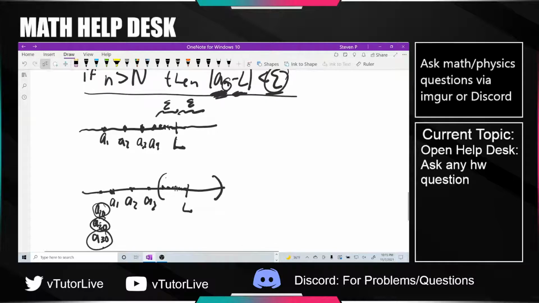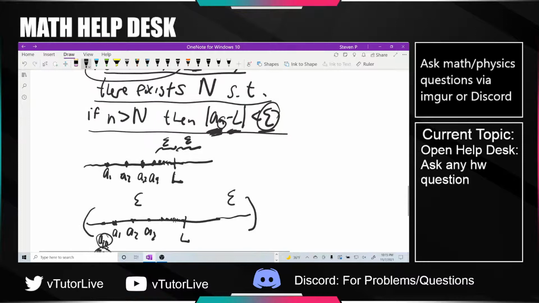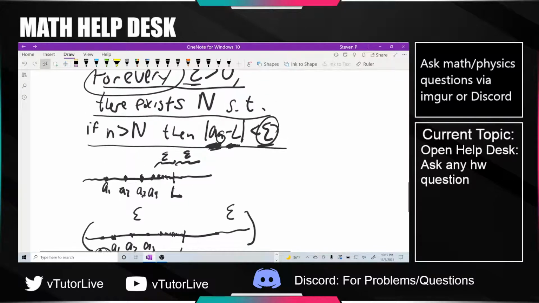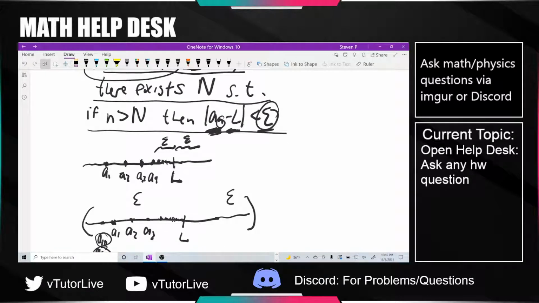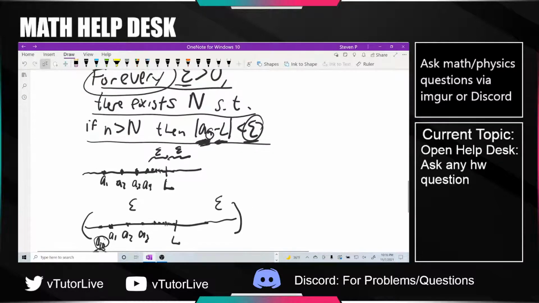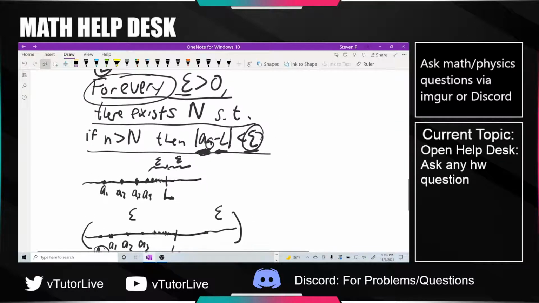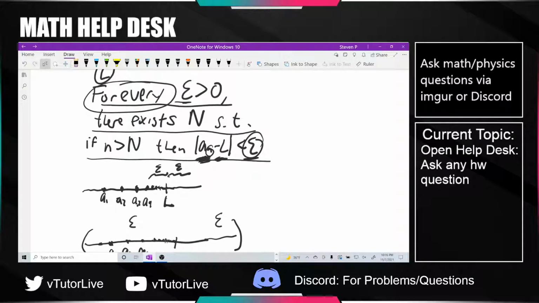But maybe this was just because we chose the wrong value of epsilon, right? What about a massive value of epsilon like this, so that every single one of these points is within this massive epsilon? Well, if there exists a capital N such that for every little n larger than it, everything is within epsilon, right? So did we go wrong somewhere? This epsilon works, but the previous one didn't. So which one is right? Do you see what I'm asking?